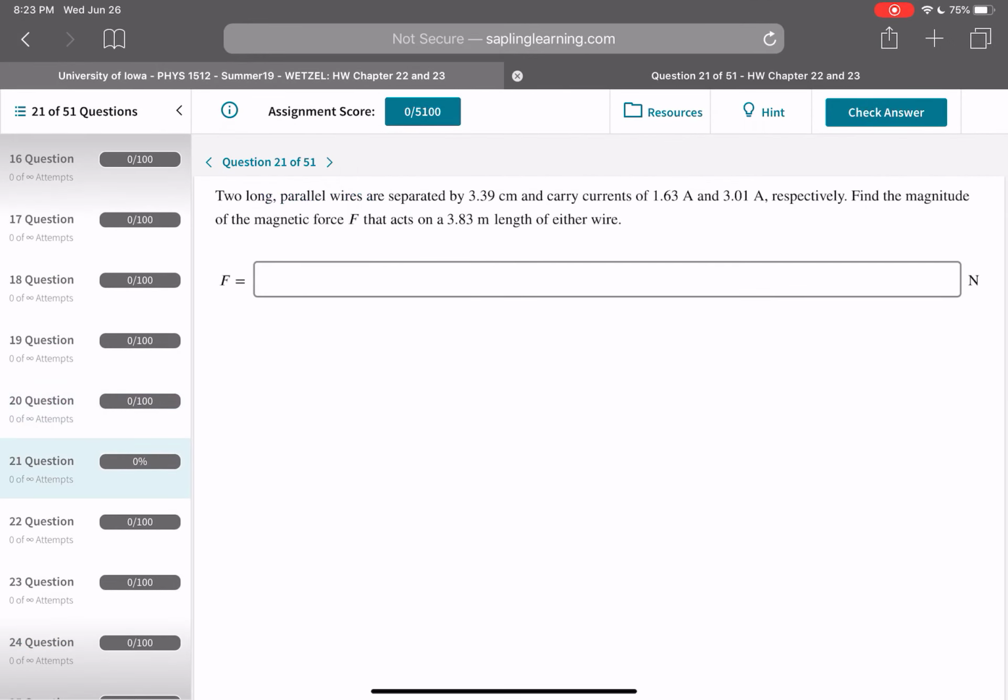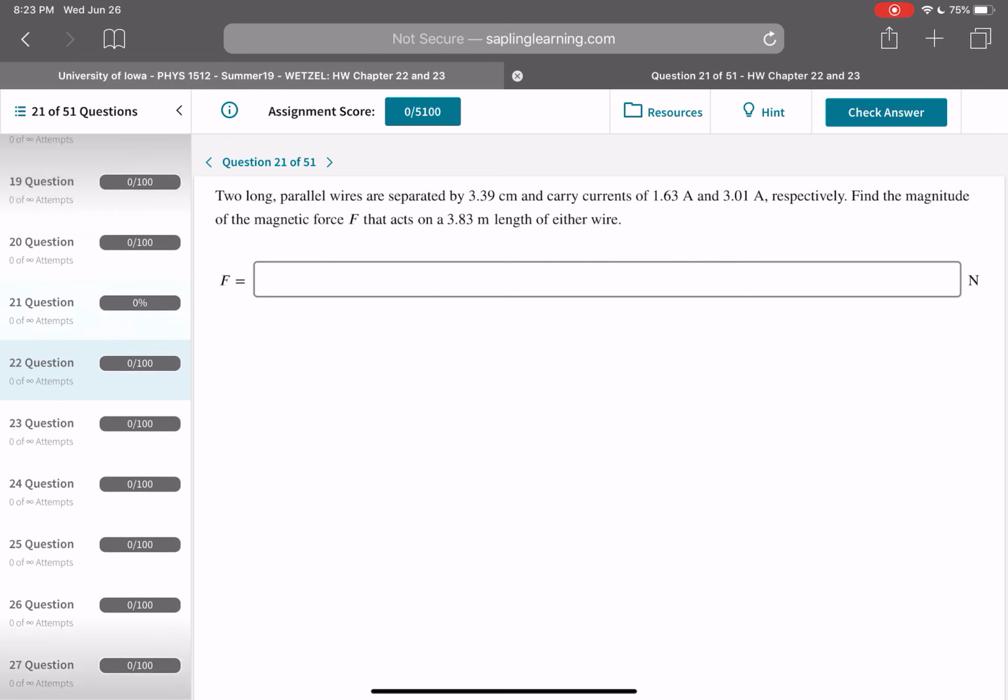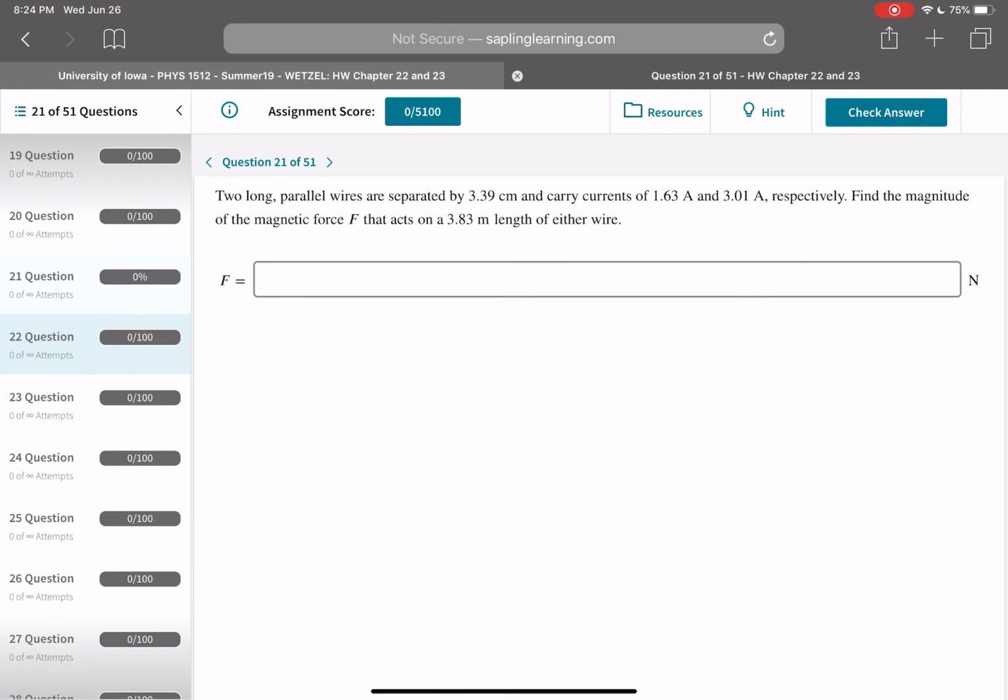Plug and chug. All right, 21, two long parallel wires separated by this. Find the magnitude of the force that acts on either one on a 3.83 meter length of either wire. So that's, again, the force between two parallel conductors. It's just an equation to plug in and chug.